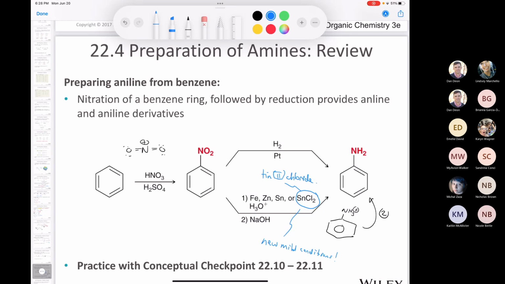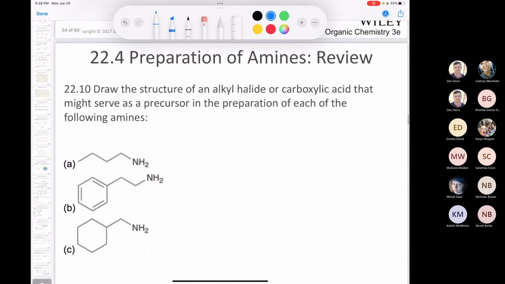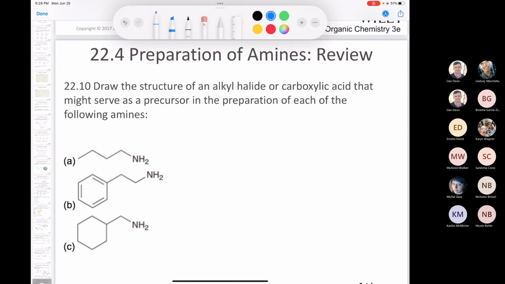Well, let's see here. It says draw the structure of an alkyl halide or a carboxylic acid that might serve as a precursor for the preparation of each of the following amines. We could come up with a carboxylic acid or an alkyl halide for either one of them, really. Why don't we do the alkyl halide first, and then the carboxylic acid second? Let's start with 22.10a, this one right here.